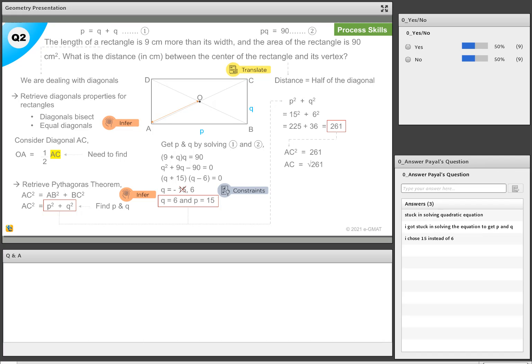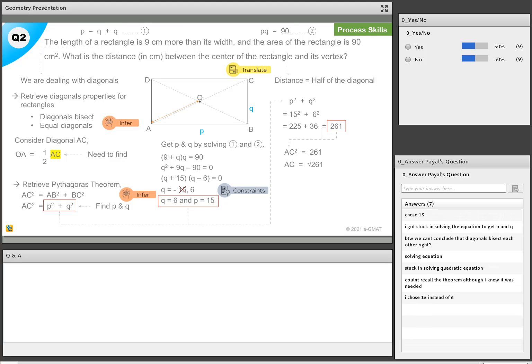All right, so stuck in solving quadratic equations. The feedback to you, and I knew this, is that people who are not able to get to AC equal to square root of 261 typically falter at the quadratic equation step. That has got nothing to do with your geometry concepts, which means what you need to work on is your quadratic equation skills, which is in a separate, dedicated module in algebra. All right, so that's the feedback to you.